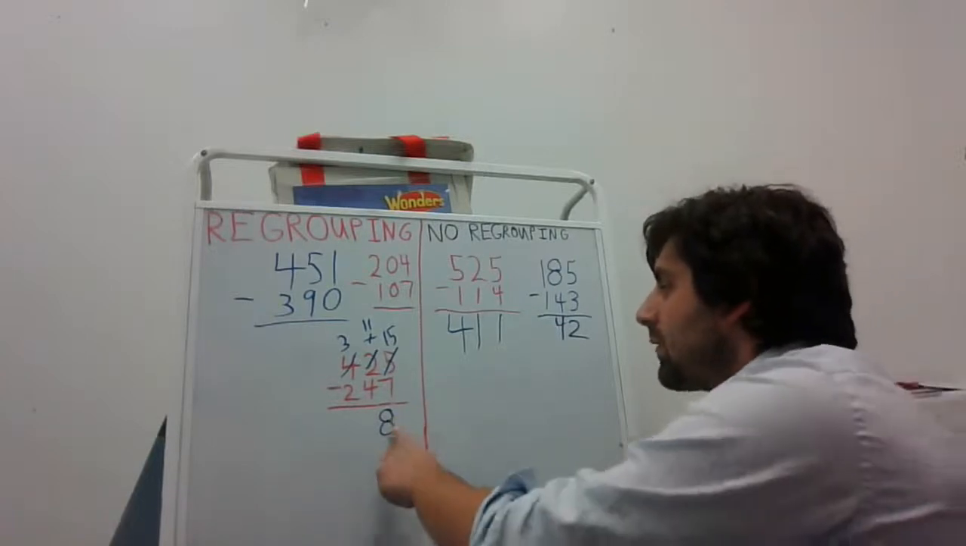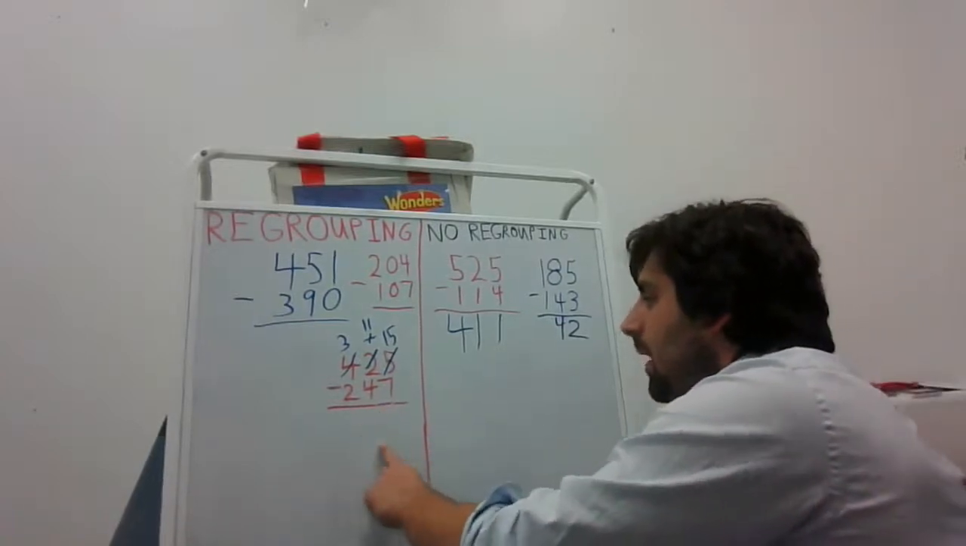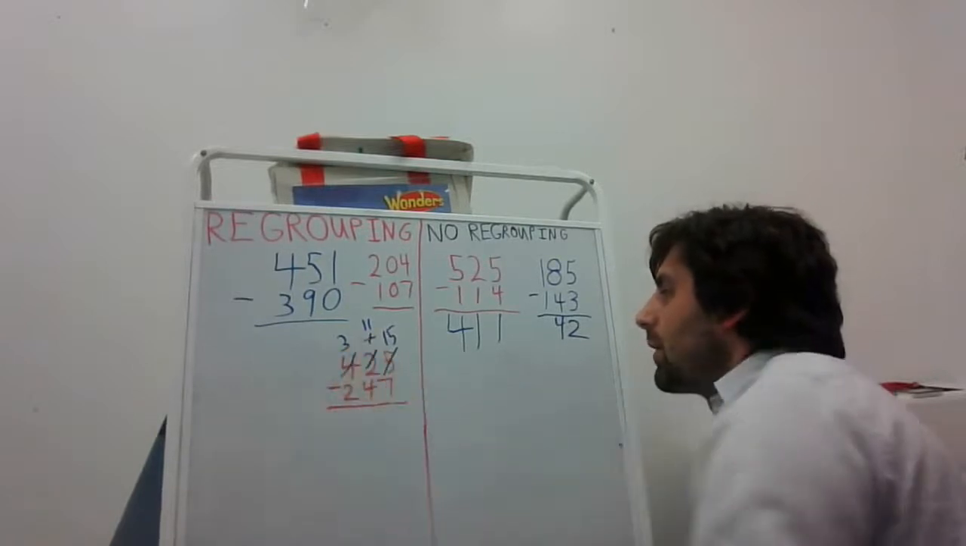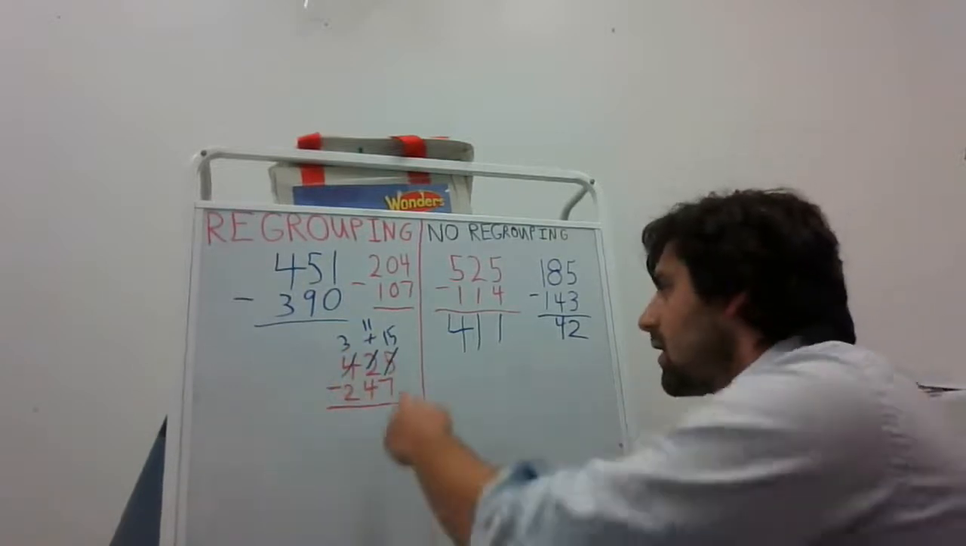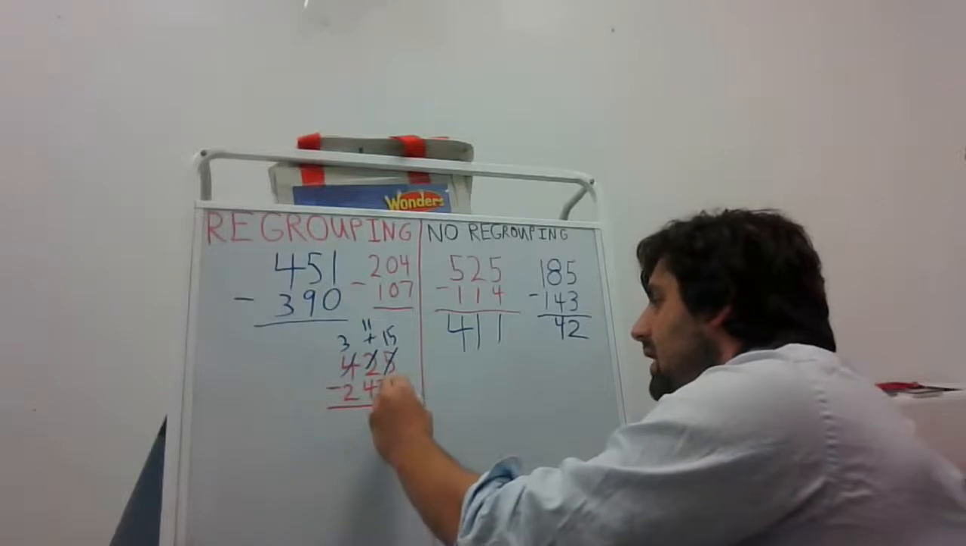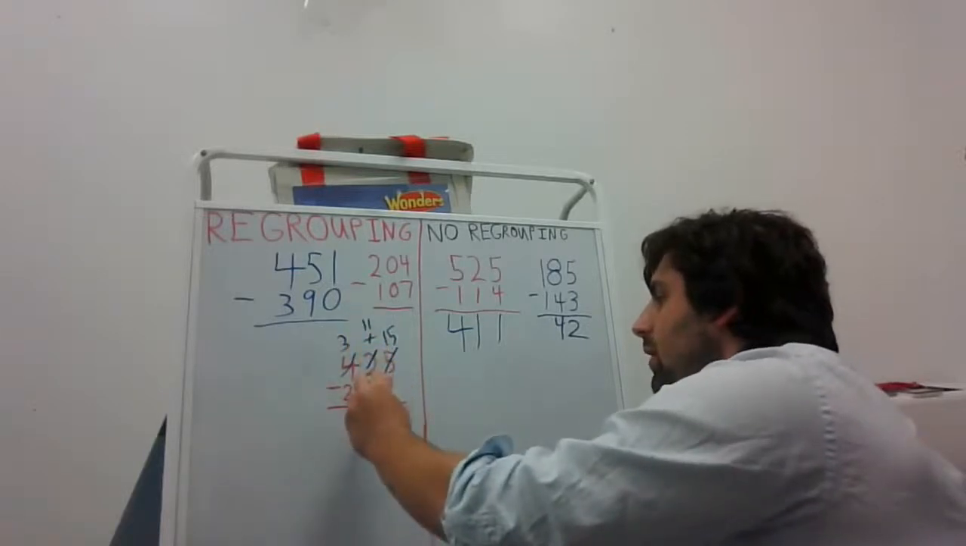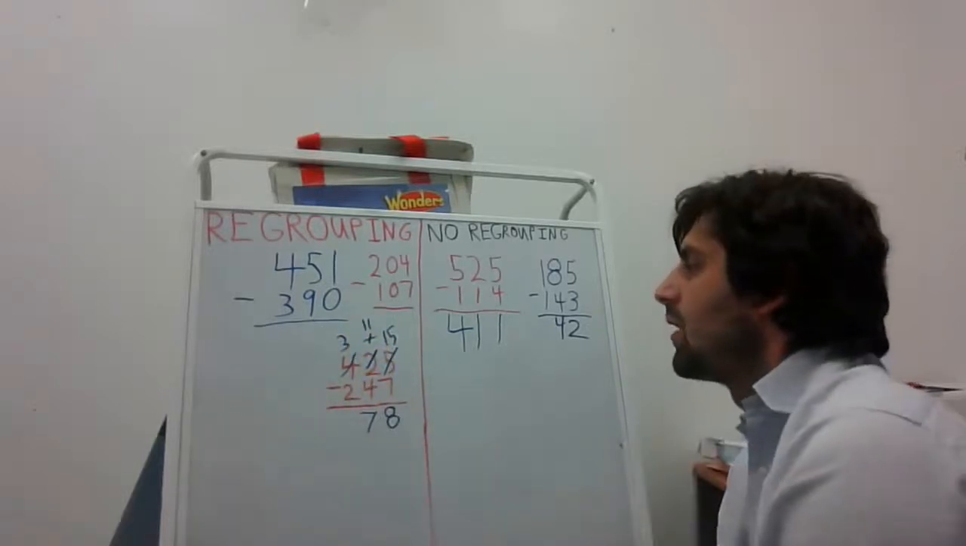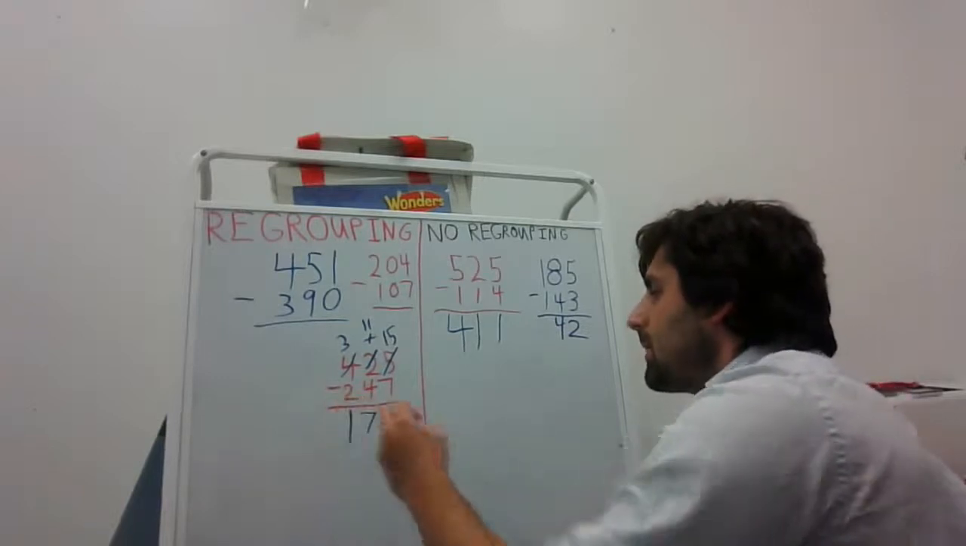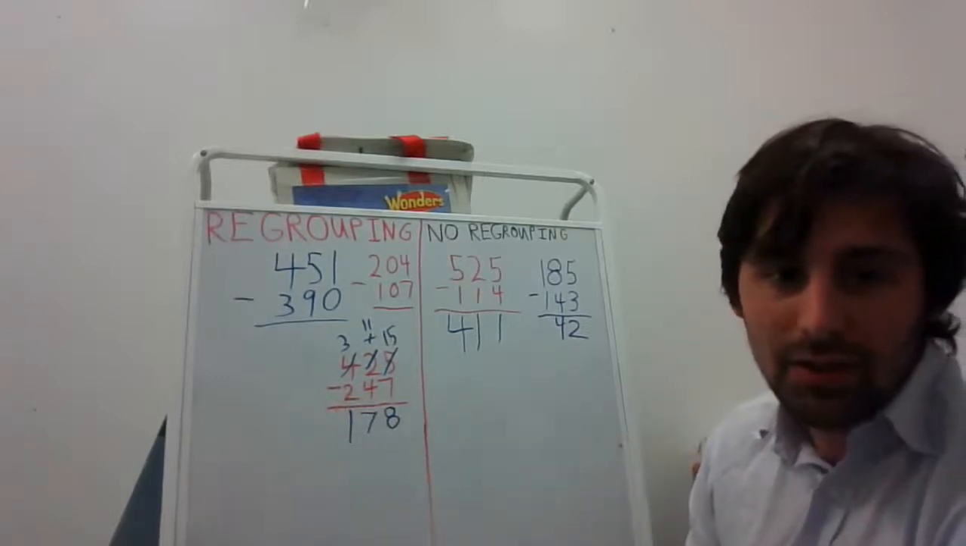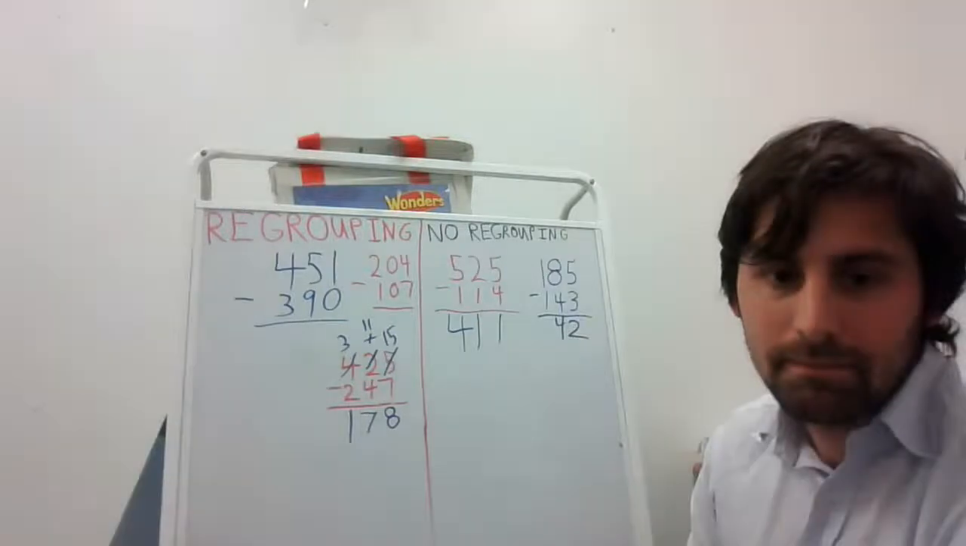So 11 minus 4. I always say make sure you do all the regrouping first before you subtract. 15 minus 7 equals 8. 11 minus 4 equals 7. 3 minus 2 equals 1. And the answer is 178.